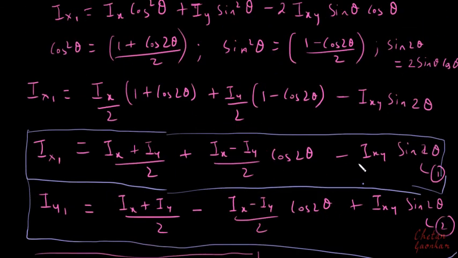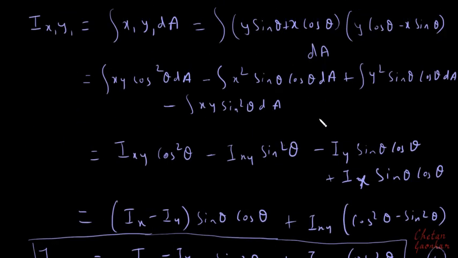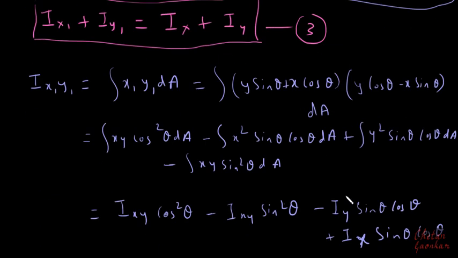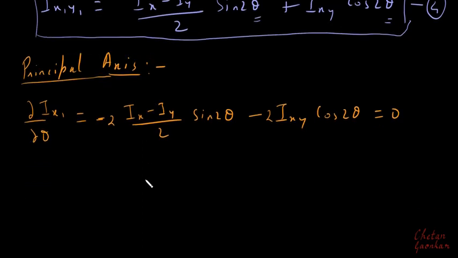And then this term similarly will be minus Ixy cos 2 theta, and of course this 2 will be there by the chain rule, and this should be equal to 0. In that case, I get (Ix minus Iy) sine 2 theta plus 2 times Ixy cos 2 theta is equal to 0.